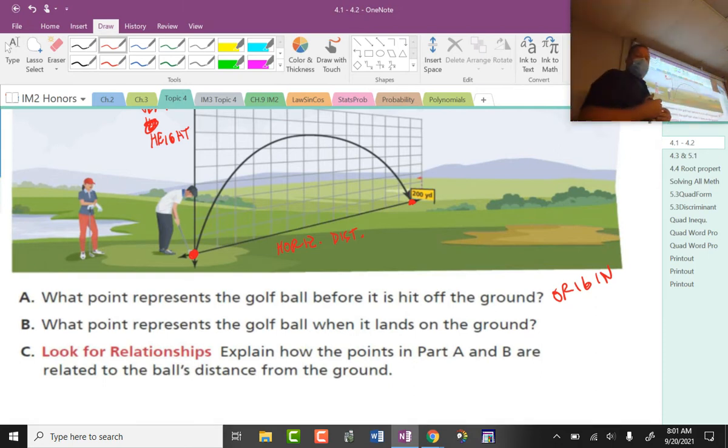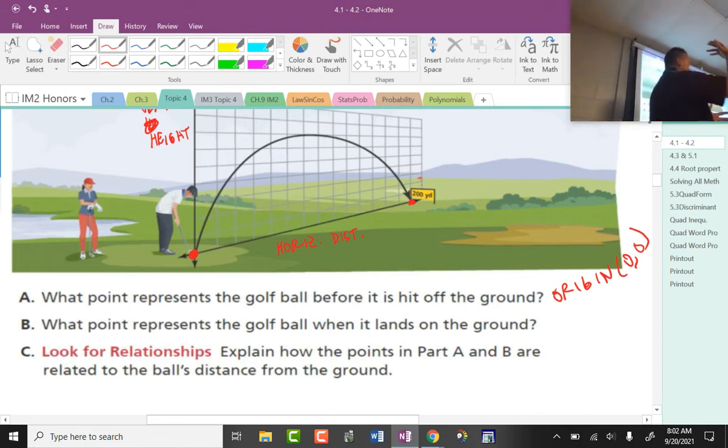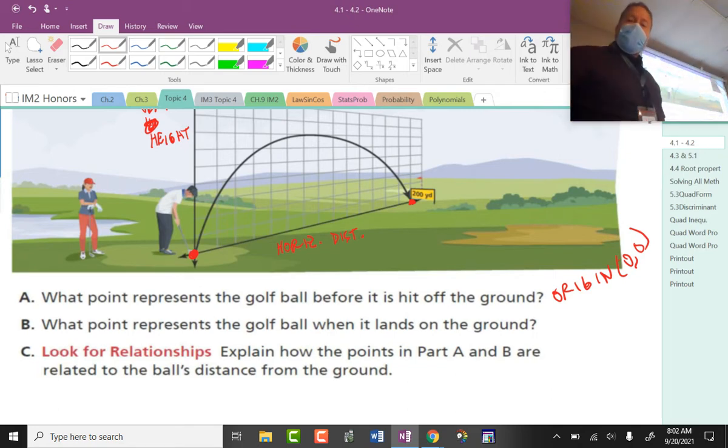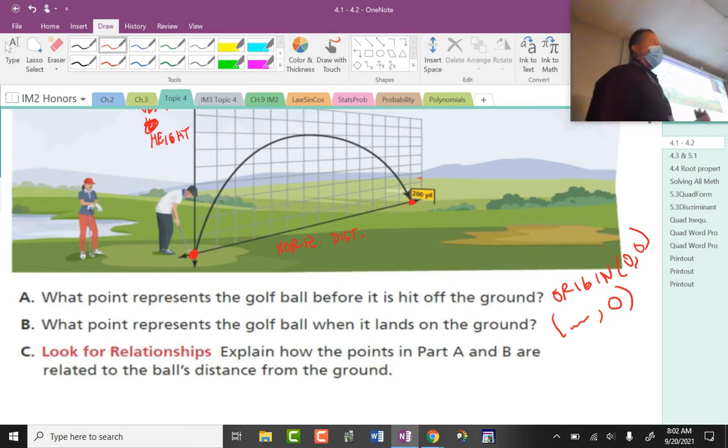What point represents the golf ball when it lands on the ground? Now that's an interesting concept. Understand that the origin is 0, 0. And this is ultimately what this chapter will help us solve, also in the gravity question. It is going to be some number of feet away from you, but 0 again for the height. So the ball is going to go up, and then it's going to go down and hit the ground again. Now, of course, in golf, if you're a golfer, it bounces and rolls. We're only counting when it's in the air, and then when it hits, we'll stop.